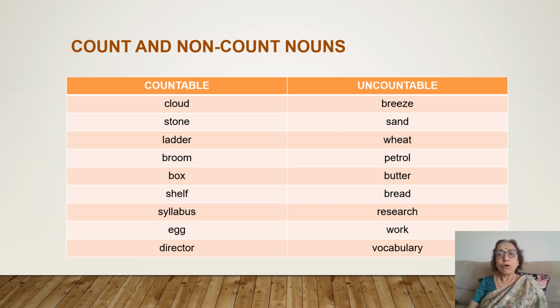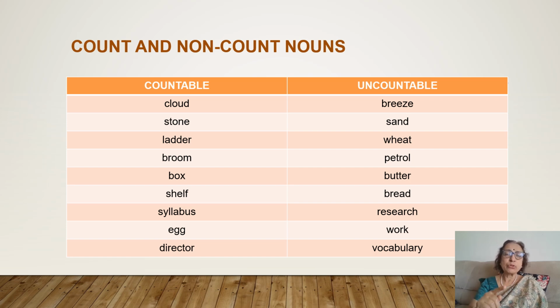So these are all uncountable or non-count. That means they are a unit. They are not one or more than one. That form we don't have. Whereas all the countable nouns have the plural formation. That is what we will do next.